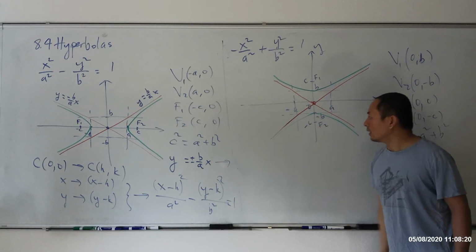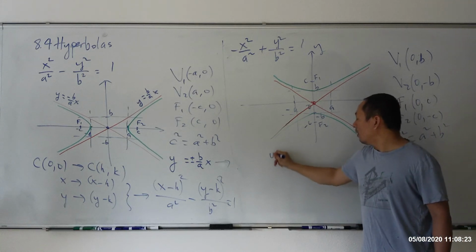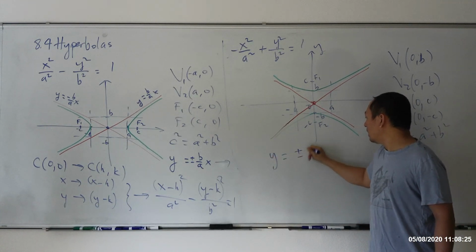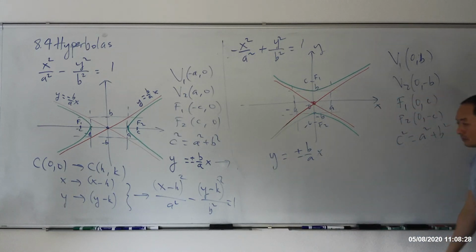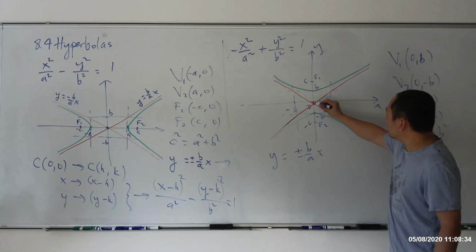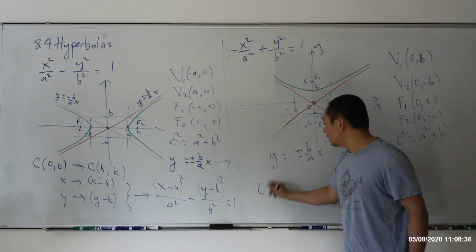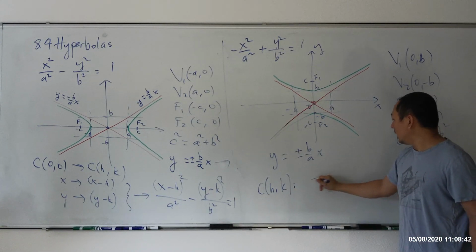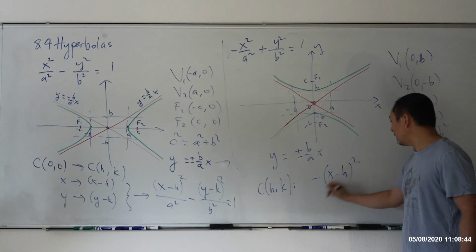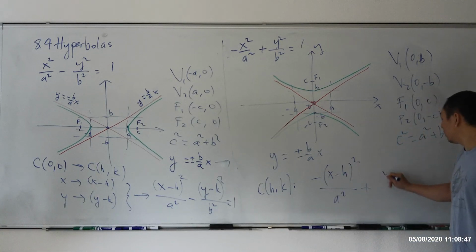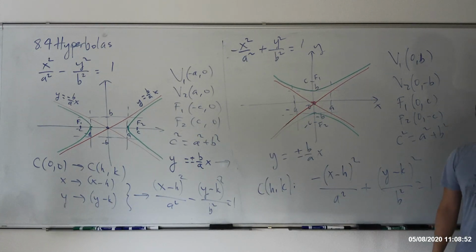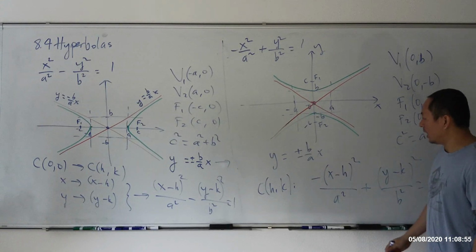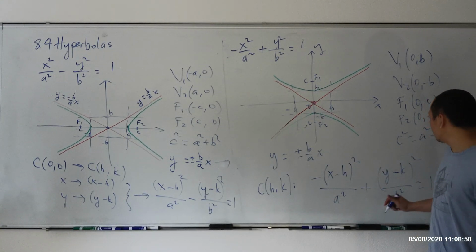We have the same equation for the asymptotes, which is y equals plus or minus B over A times x. And if we change to a new center, instead of at the origin, a random center point at (H, K), the more general equation will be negative (x minus h) squared over a squared plus (y minus k) squared over b squared equals 1. And of course the asymptote is going to change as well. Alright, and change to what?